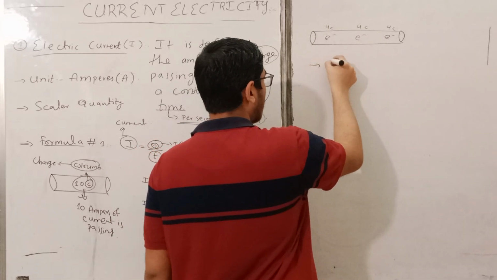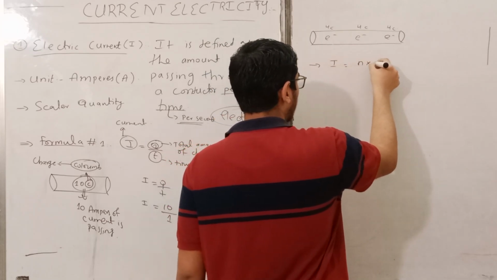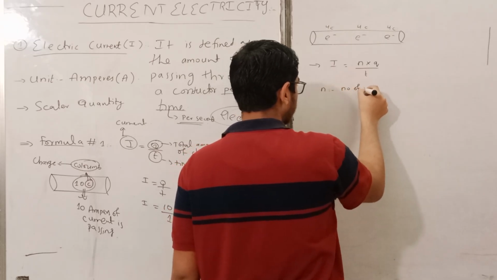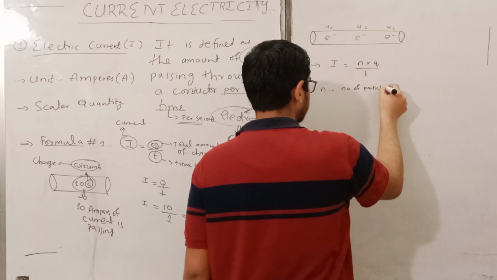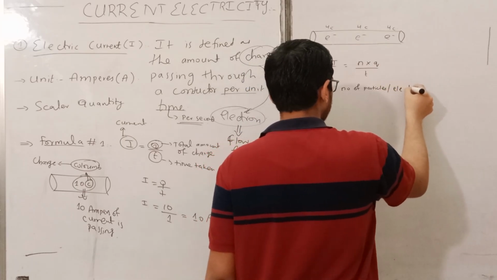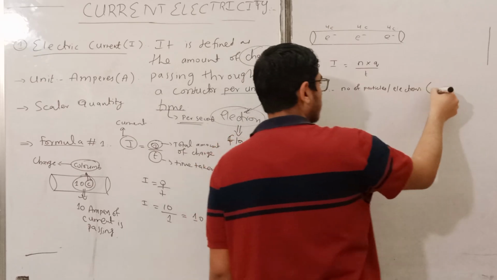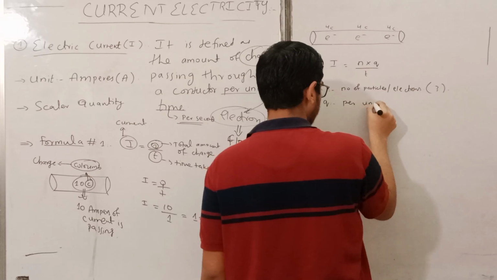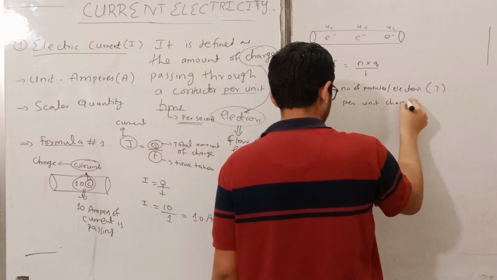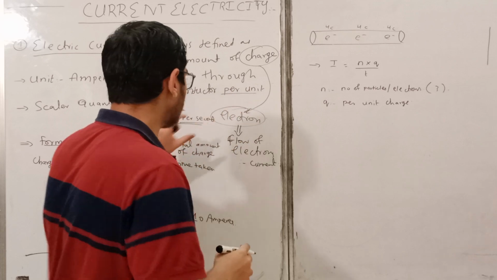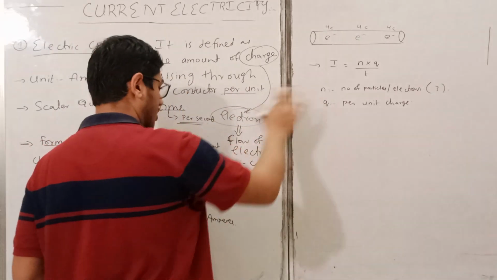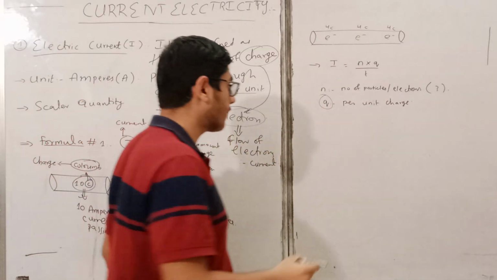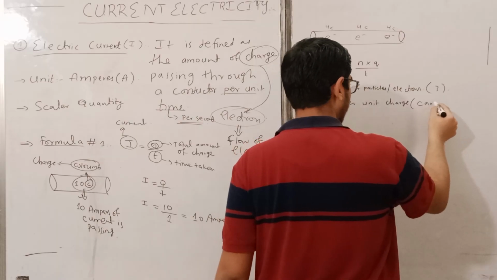So here we get the formula I equals n times small q over t. Here n is the number of particles, or you can say the number of electrons that are flowing. In this case these are 3. Small q is the per unit charge. Remember that we need to differentiate between total charge and per unit charge: for the per unit charge we will use the symbol small q, carried by each electron.